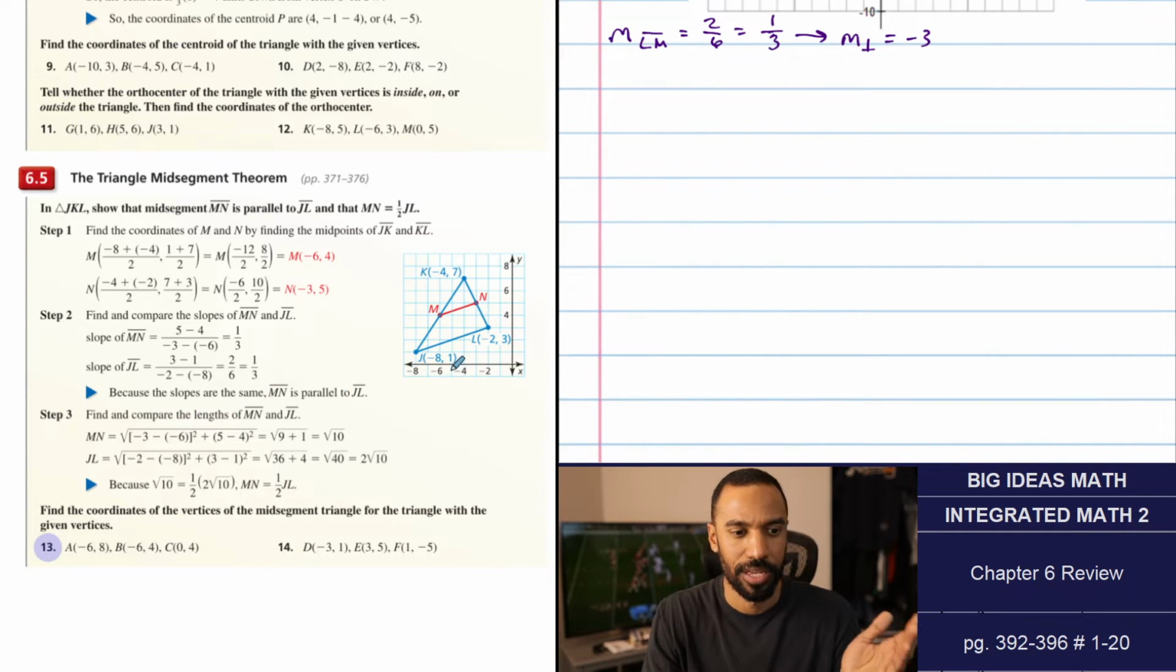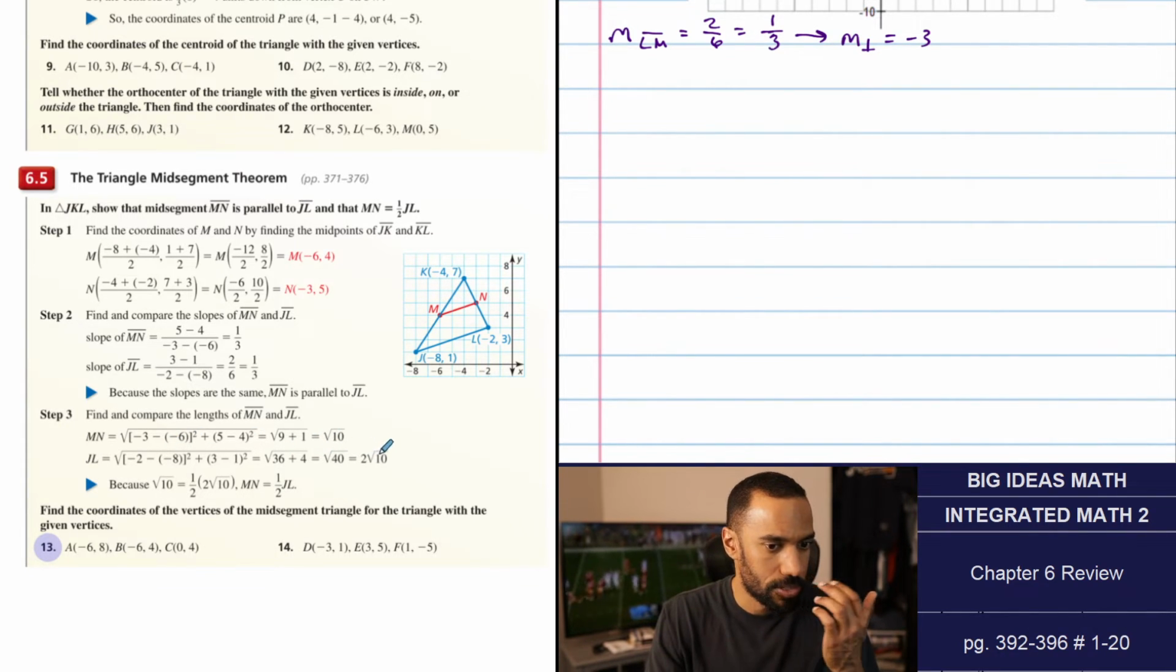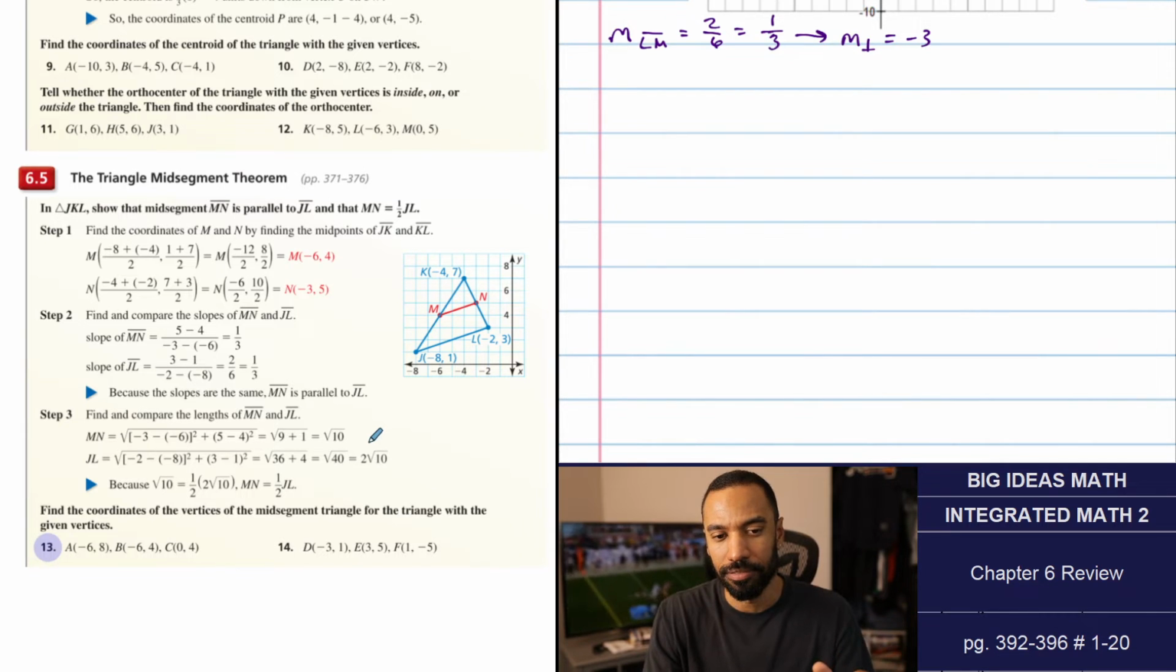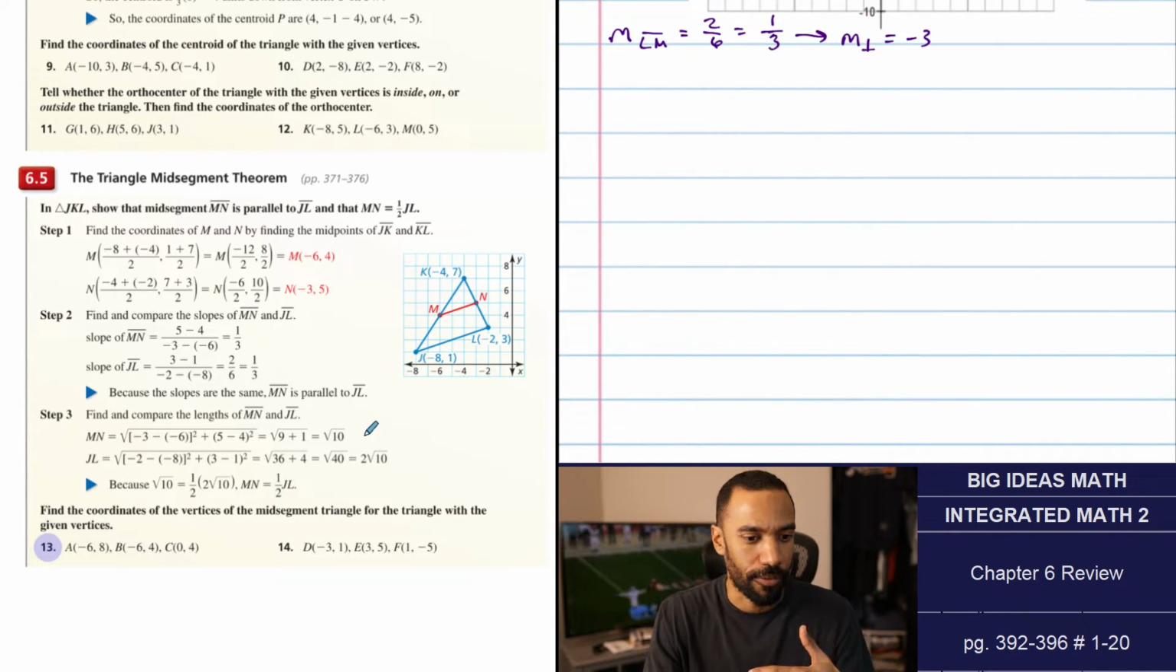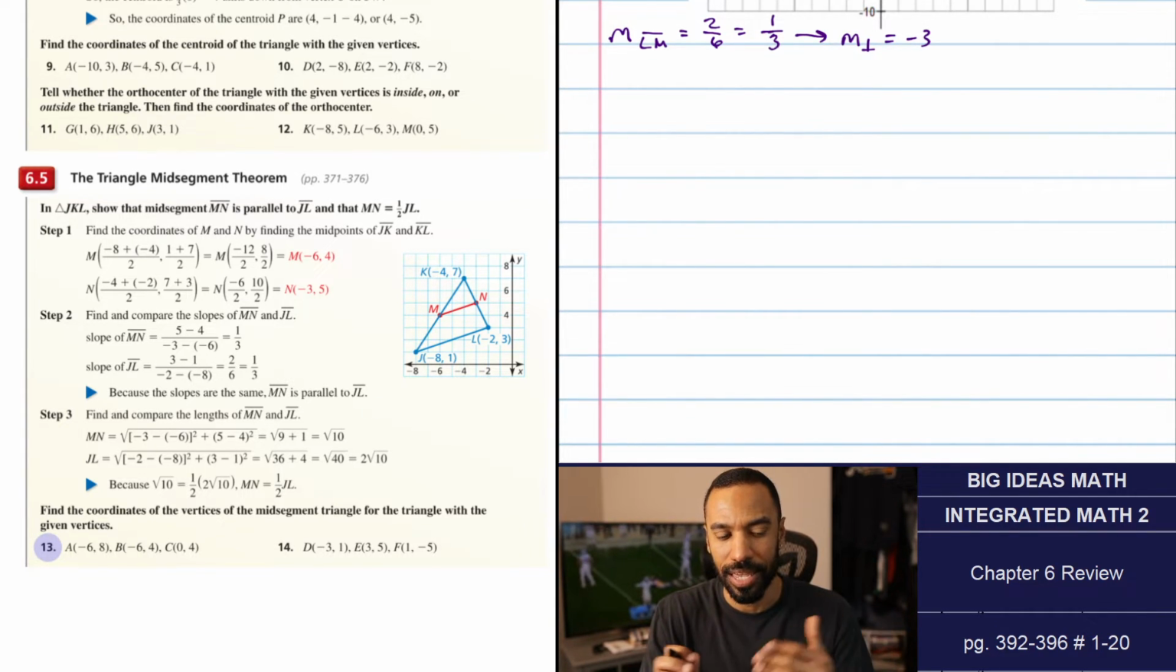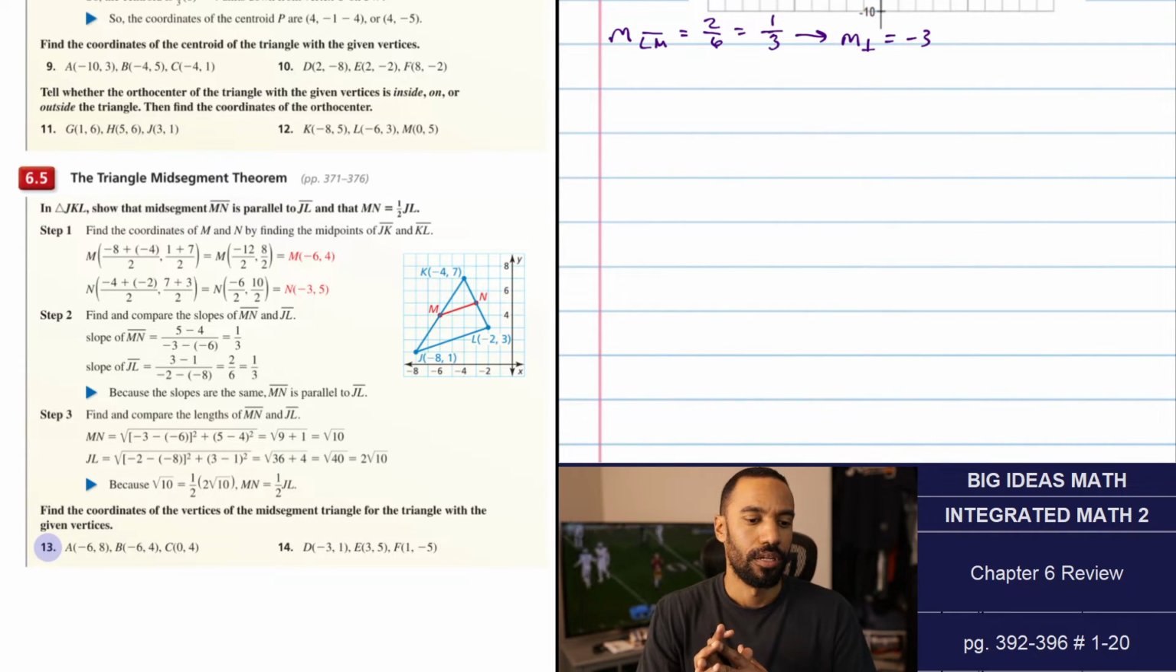Now they compare the lengths. They do their distance formula such and such. They get the square root of 10 for MN, and they get 2 root 10 for JL. 2 root 10 is twice that of root 10. Therefore, because of those two things, it is a mid-segment. So that's their confirmation. Let's do it here.